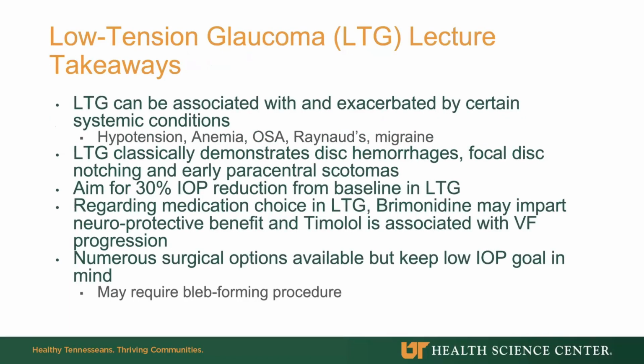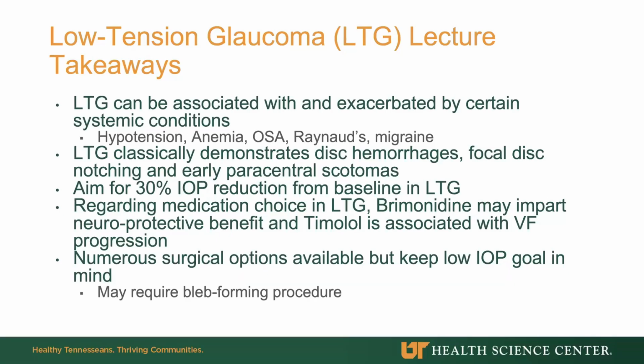Okay, so let's review some lecture takeaways. Again, I'm a broken record, but we've reviewed all these things, just takeaway points. Low tension glaucoma can be associated with and exacerbated by certain systemic conditions, namely hypotension, anemia, obstructive sleep apnea, Raynaud's, or migraine. So inquire as to whether a patient has these conditions and work with a primary care doctor on optimizing those as part of the management for low tension glaucoma.